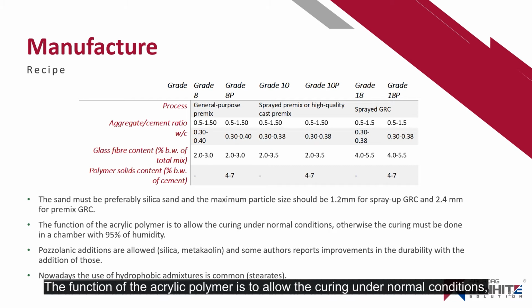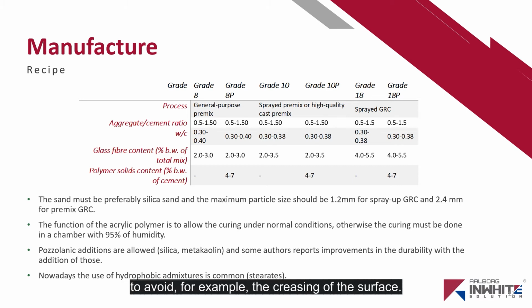The function of the acrylic polymer is to allow the curing under normal conditions. Otherwise, the curing must be done in a chamber with 95% humidity to avoid, for example, the crazing of the surface. Pozzolanic additions are allowed, such as silica and metakaolin, and authors report improvements in the durability with the addition of those. Always make workability and mechanical tests before adding any material to the mix.